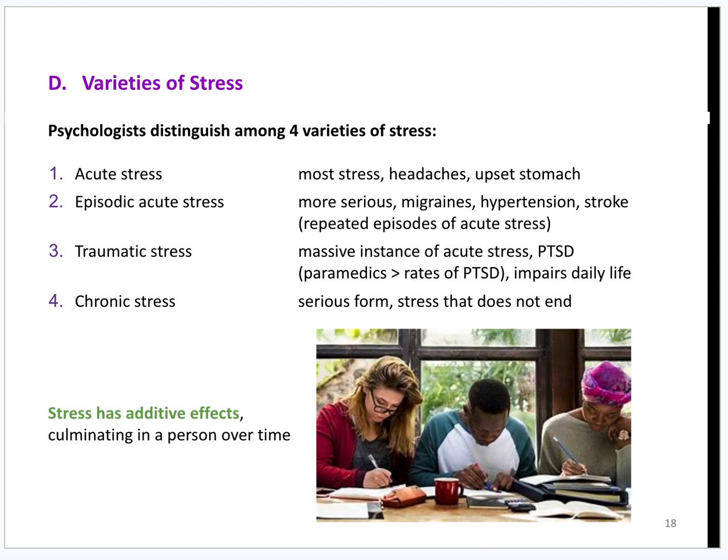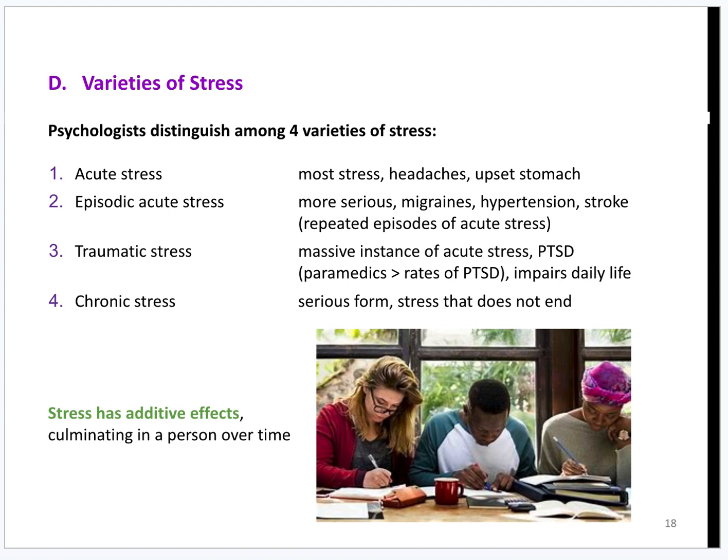Episodic acute stress. Now this is a little bit more serious. This is when you have acute stress repeated constantly throughout your day or across days, right? You're just always having these little things and it really wears on you. That's going to result more in migraines or hypertension or stroke.